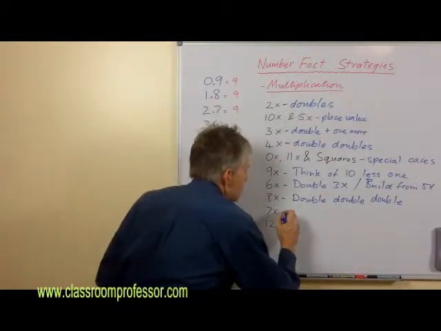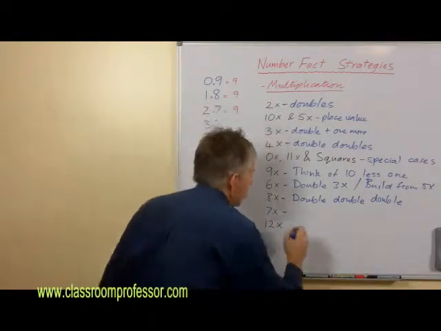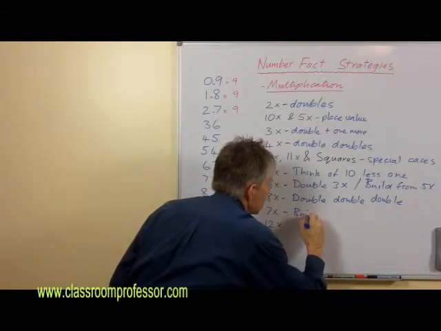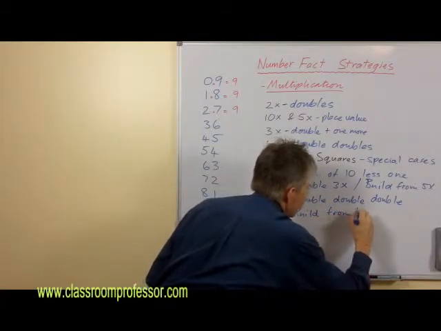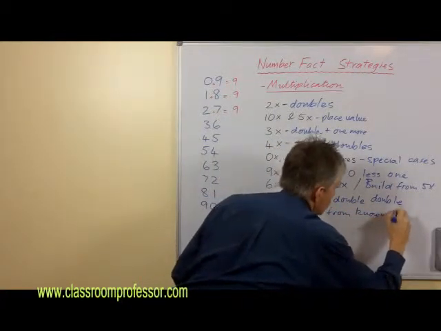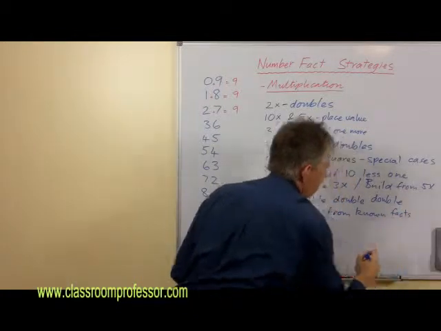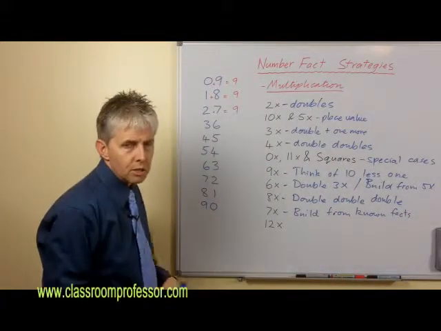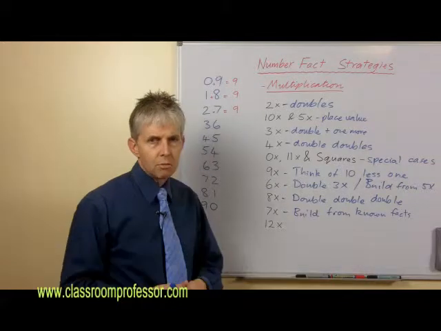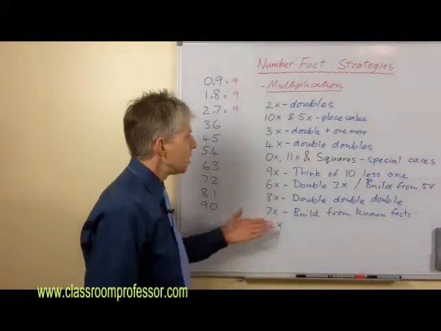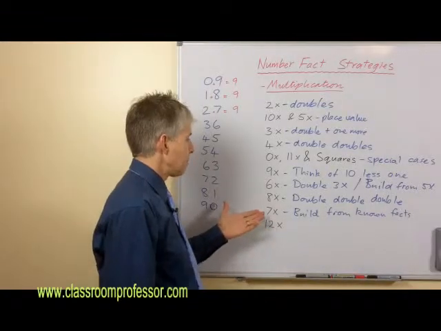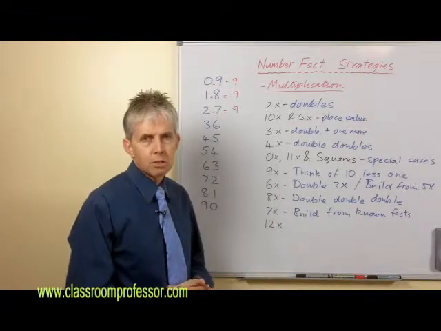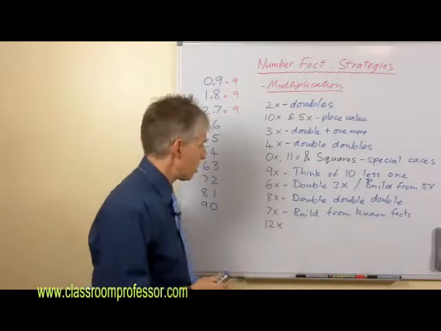Down to the two last ones, the two most difficult. 7 times, there is no specific easy strategy for the sevens. So what we say is that you should build from known facts. Depending on what the number that you're multiplying by 7 might be, you'll be able to build from other facts. Usually that might be going on from the 6 times and adding one more of whatever that is.